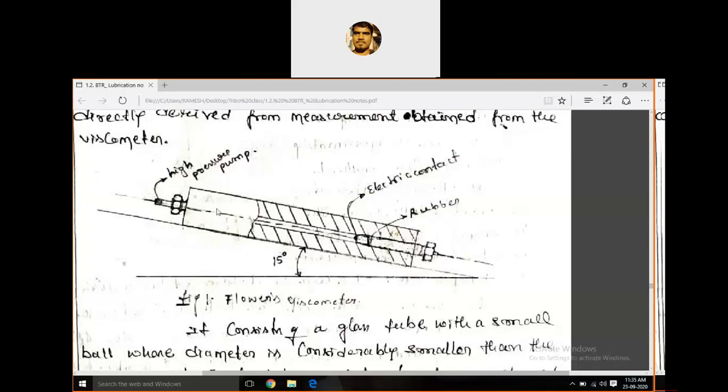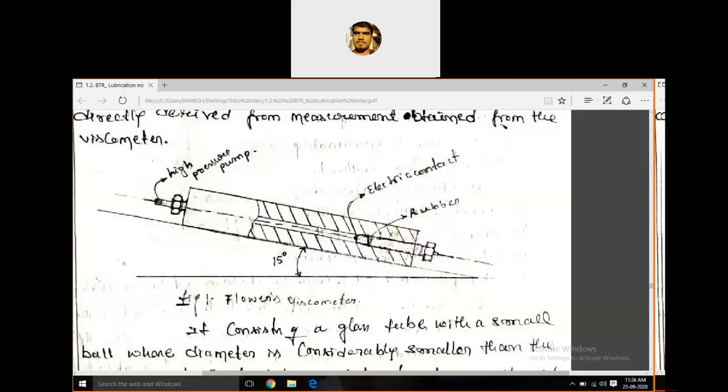Then we release the ball. The ball has some mass so it starts flowing through the fluid and it should reach the other end, that is the electric contact. How much time is required to travel from one end to the other? That traveling time is proportional to the viscosity. If the viscosity of the oil is more, it will take more time to travel. If the viscosity is less, it will take less time to travel. How much time is required is then converted to viscosity by using some equations.